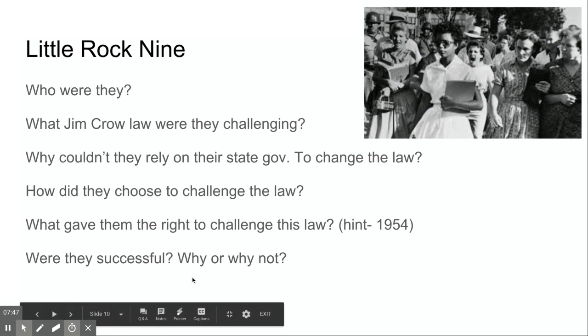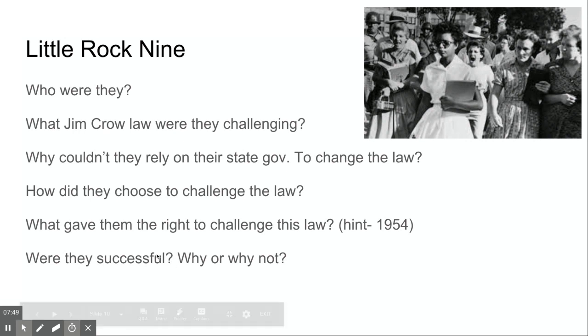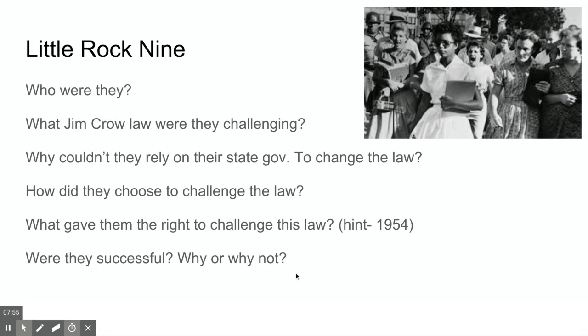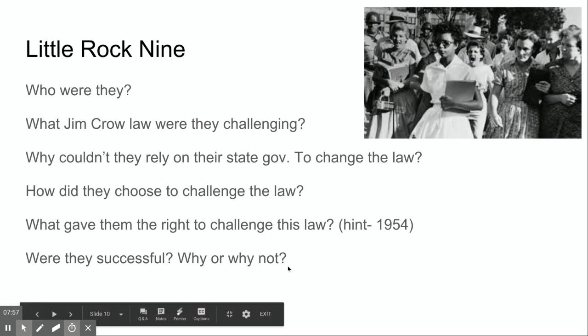Were they successful? They did attend the school. Some of them did graduate from the school. They drew a lot of media attention to the issue. They also inspired other students in other southern states to challenge existing segregation laws.